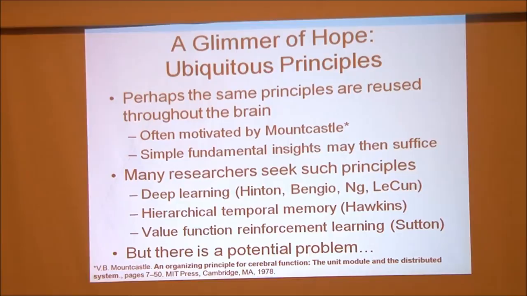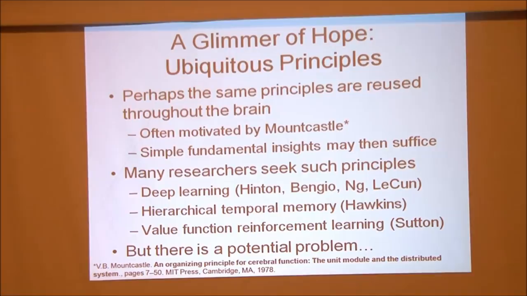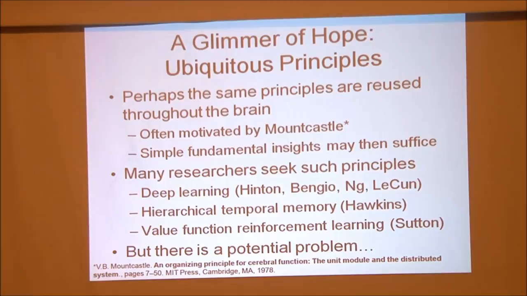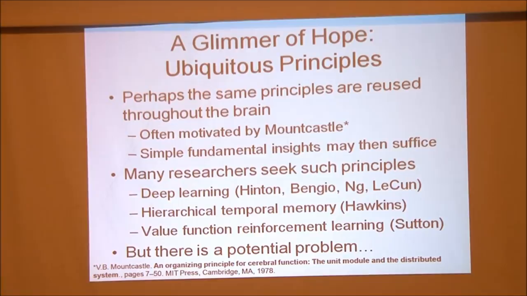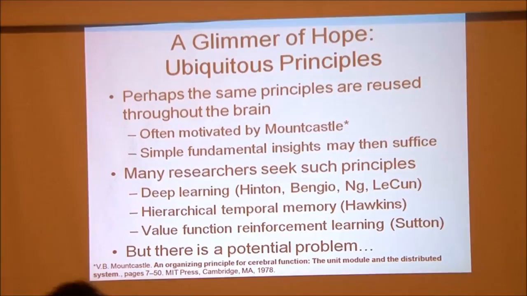Stuff like deep learning, which has to do with certain types of deep structures that may appear throughout many different modalities in the cortex. We just heard Jeff Hawkins talk about his ideas. Value function reinforcement learning proposes that the ability to predict reward is ultimately behind much of what we think of as intelligent behavior. And all of these have this idea that a lot of intelligence can be explained by some kind of fundamental principle.